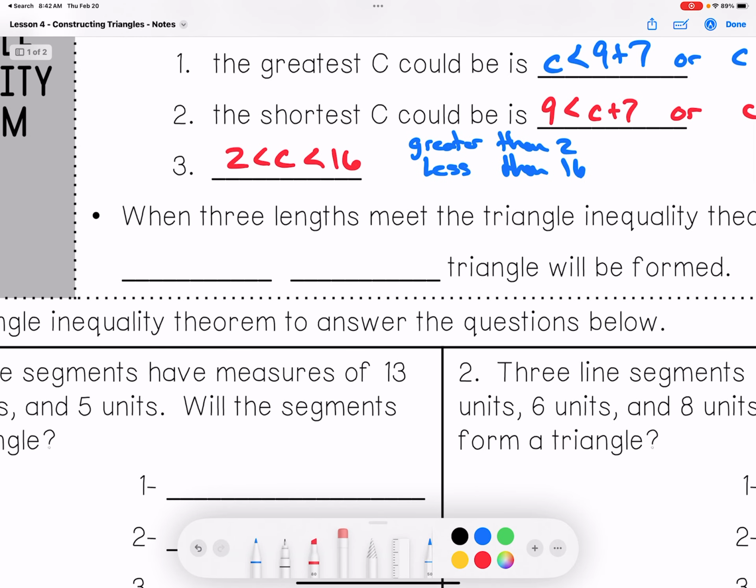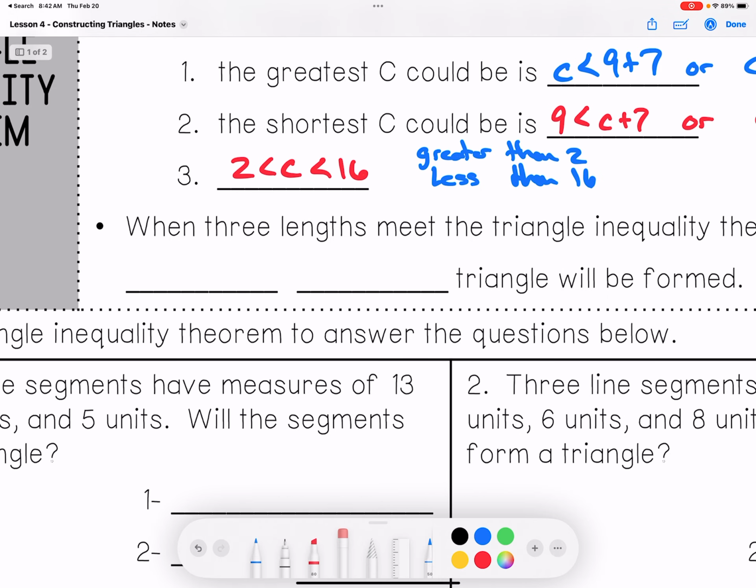When 3 lengths meet the triangle inequality theorem, then one unique triangle will be formed.